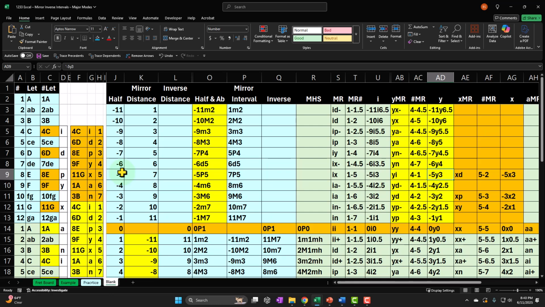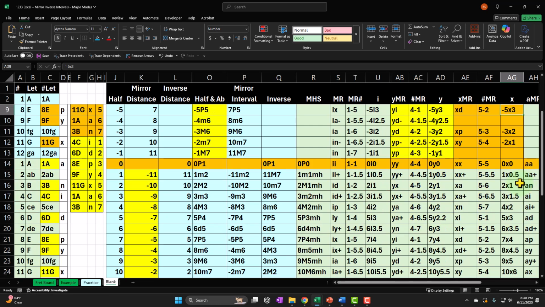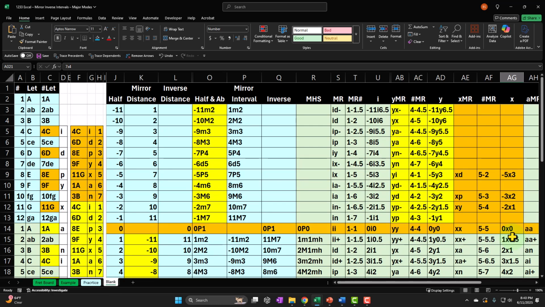All right. But this way, of course, makes more sense because either system makes sense, right? You can say, well, 12 minus 5 is 7, and then 7 minus 3 would be 4. So it would be a fourth modal half step, a 7x4. Okay, let's do the next one.